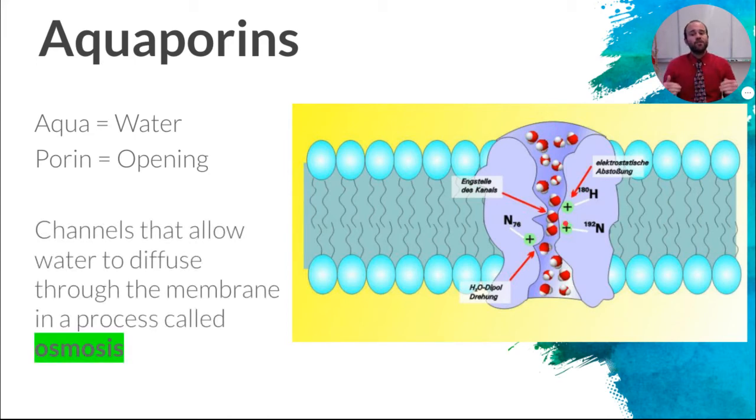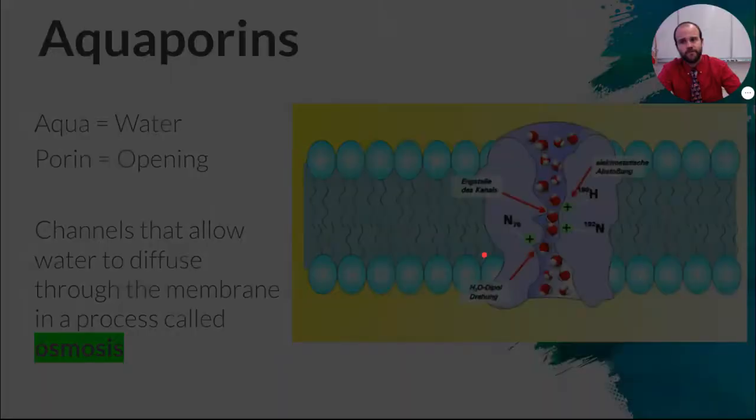And anytime we're talking about water moving through, because water is so important, it gets its own special word. That's any diffusion of water is going to be called osmosis. Now, these aquaporins are still going to be pushing water down the concentration gradient. So going from a high concentration to a low concentration.